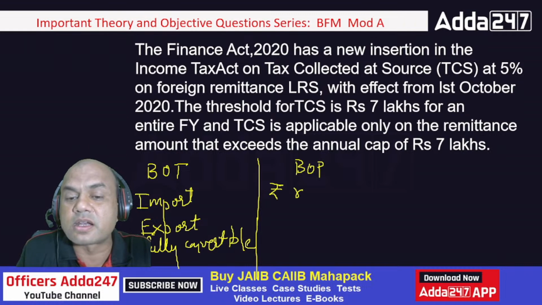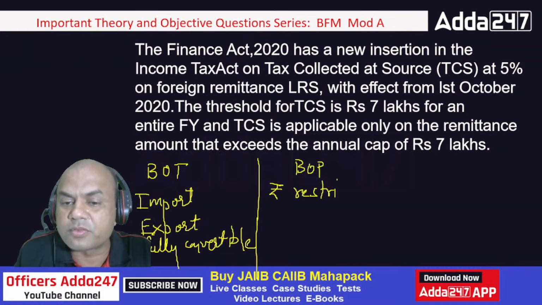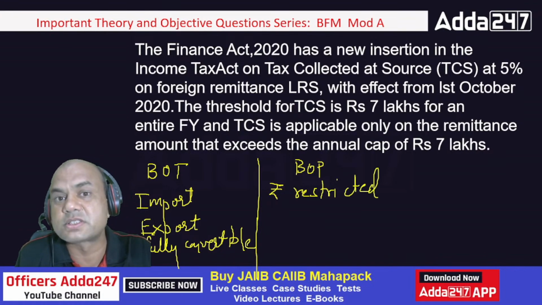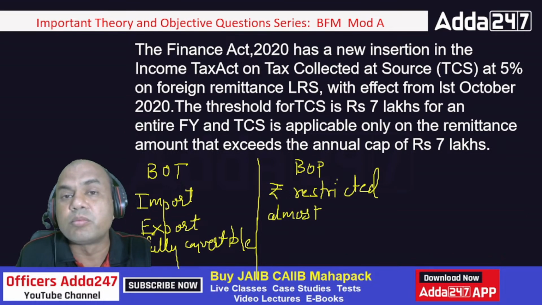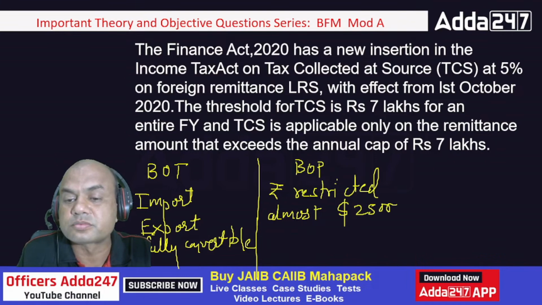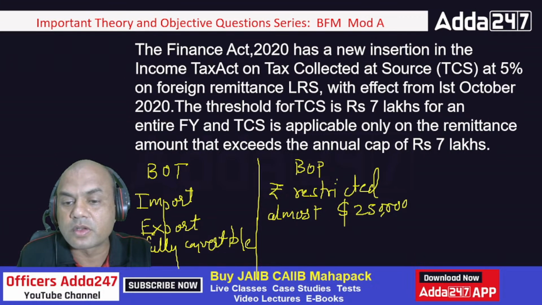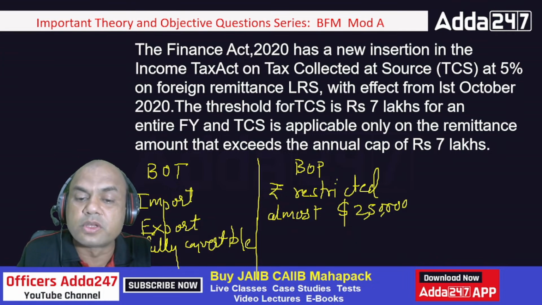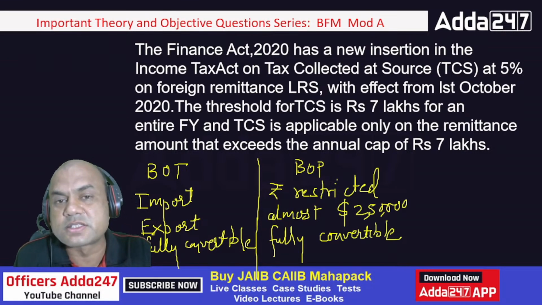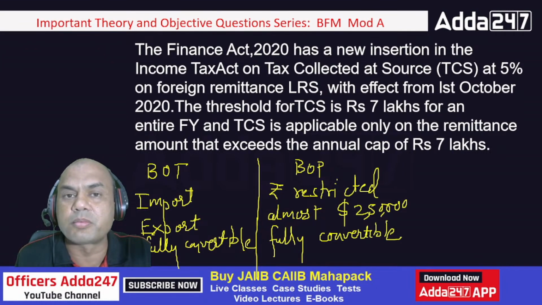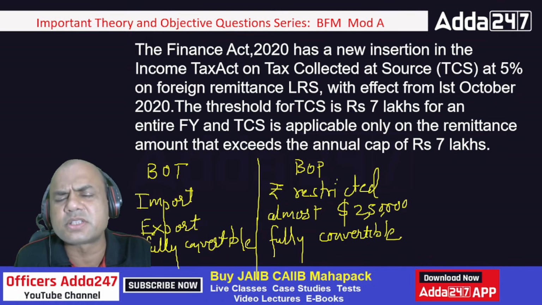It was not free. Now, because of this 2,50,000 option given under LRS, rupee has become almost convertible. I won't say fully, because 2,50,000 is a big amount for the common man. Almost fully convertible, I would say. So this change of LRS has brought the rupee under BOP almost 80%, 85% fully convertible.